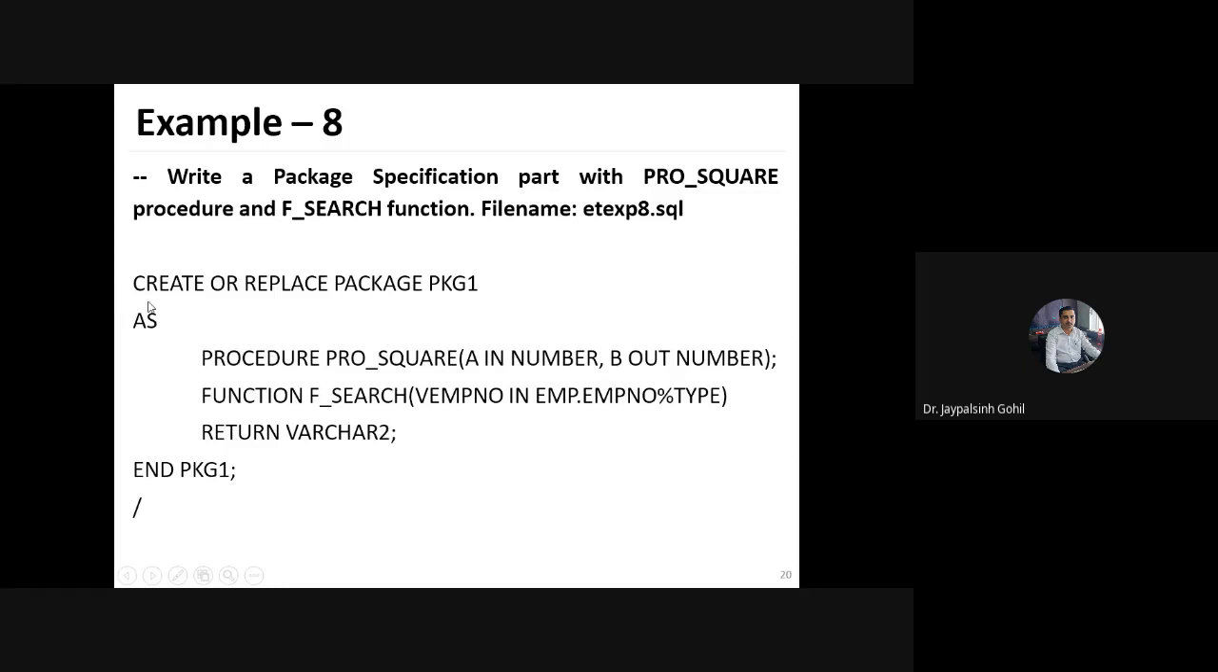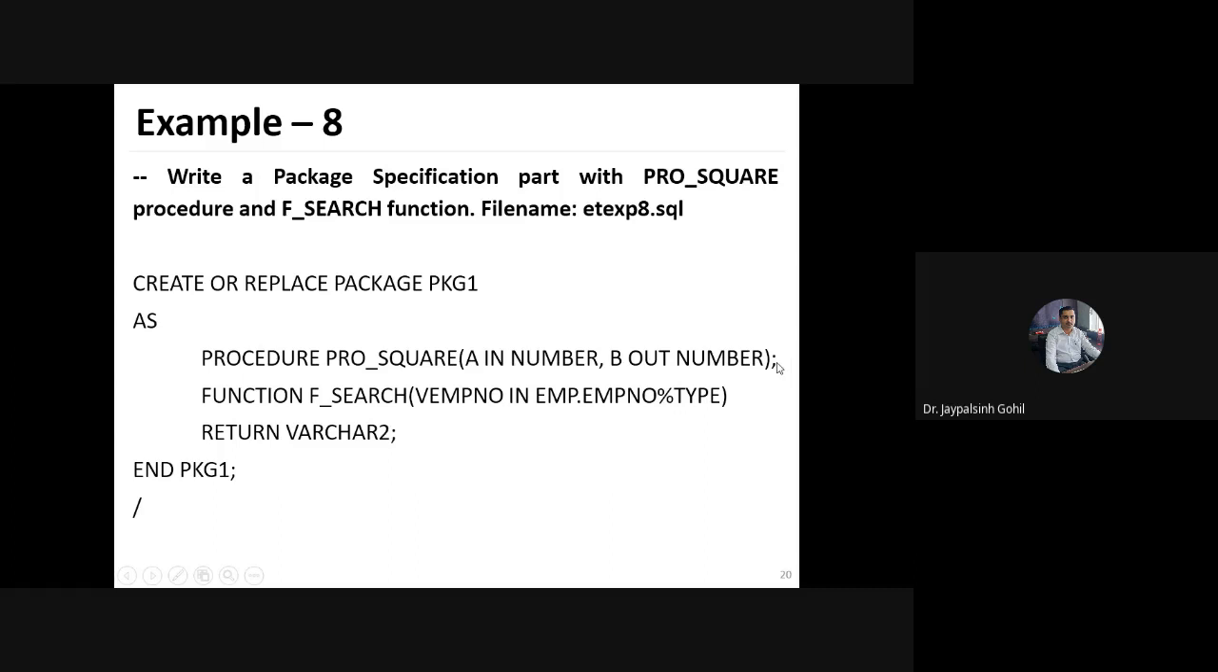Here I have to write create or replace, then which object I'm creating: package. Then I have to write the package name, package 1, as. Then I have to declare the procedure and function which I want to keep within the package. Previously we were writing create or replace procedure, procedure name, likewise. But from that you have to remove create or replace. You have to simply write procedure, procedure name, and its parameters, in and out parameters.